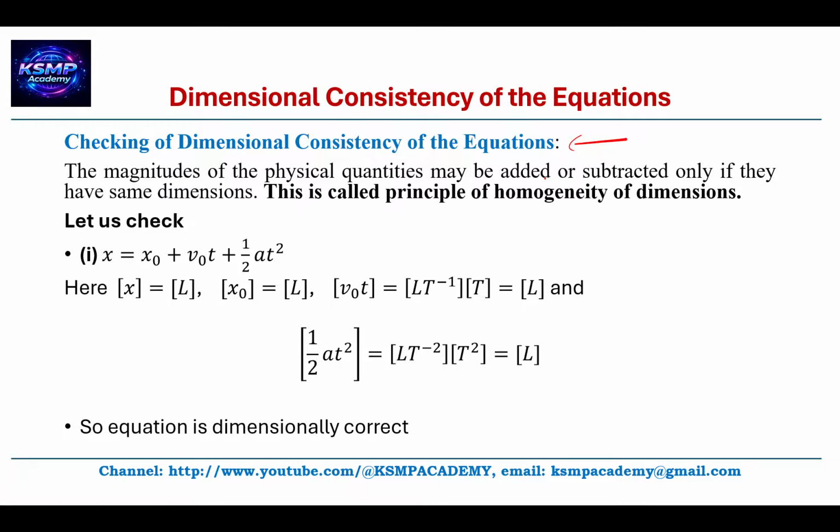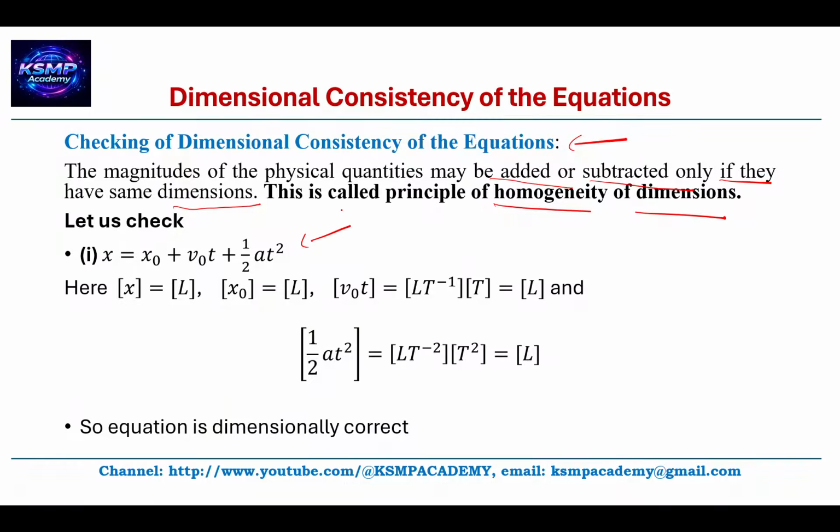So this knowledge we can use to find the correctness of an equation. According to this, the magnitudes of physical quantities may be added or subtracted only if they have the same dimensions, only when they have the same dimensions. So that means according to this principle, you can add or subtract physical quantities only when they have the same dimensions. This is known as the principle of homogeneity of dimensions. Now let us check using this principle.